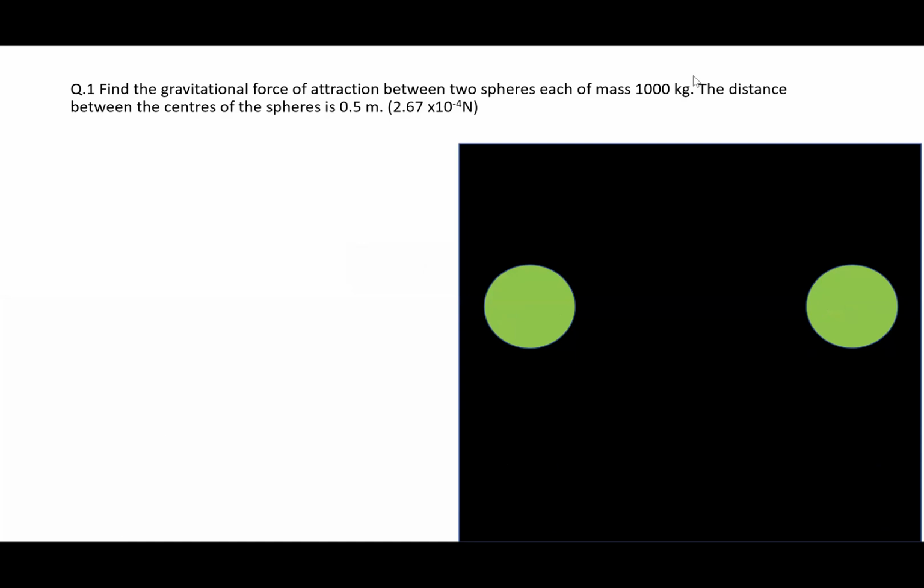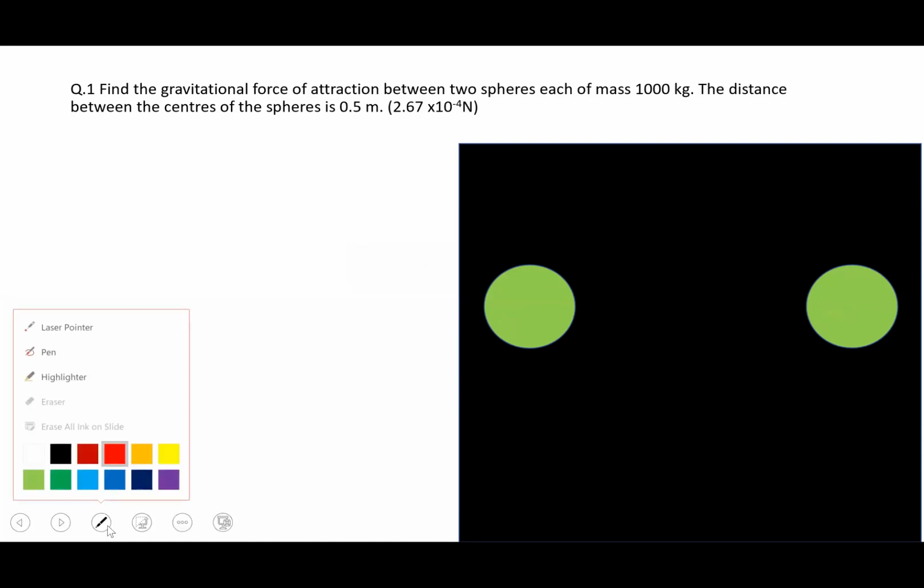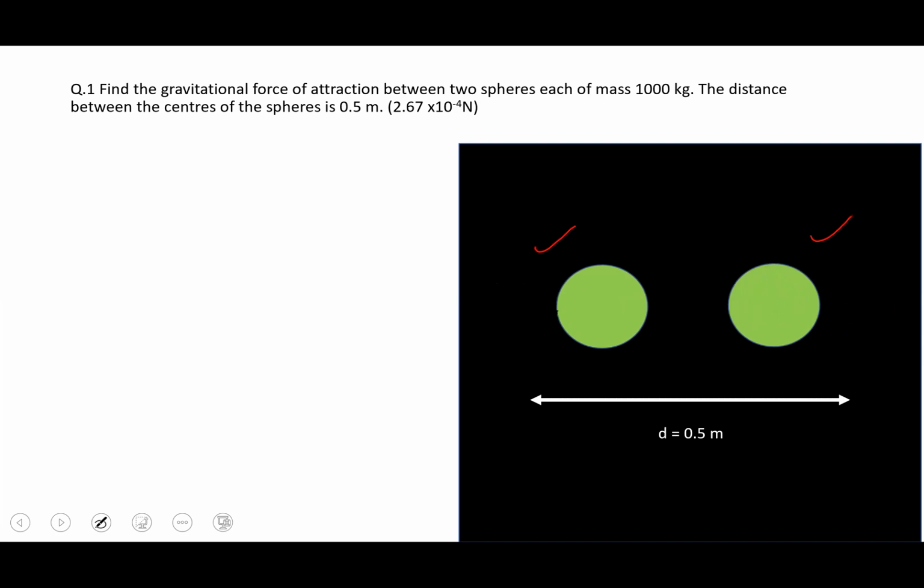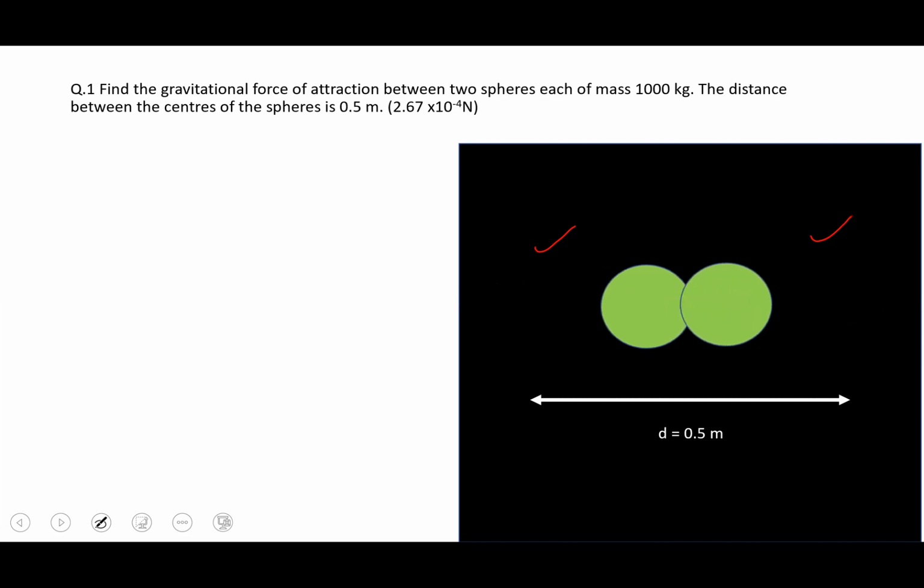So here we have two spheres, this and this, and they are separated by a distance of 0.5 meters as shown, and each of them has a mass of 1000 kilograms. Now they are moving close to each other, that means the force of attraction or gravitation is between them, and we have to find that force, which is F.